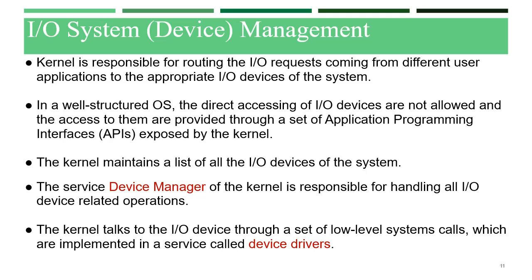IO system management. The kernel is responsible for routing the IO requests coming from different user applications to the appropriate IO devices of the system. In a well-structured OS, direct access to IO devices is not allowed, and access to them is provided through a set of application programming interfaces exposed by the kernel. The kernel maintains a list of all IO devices of the system. This list may be available in advance at the time of building the kernel. Some kernels dynamically update the list of available devices as and when a new device is installed.